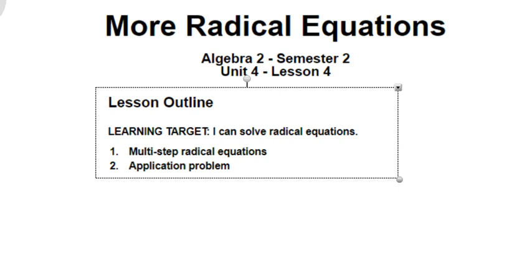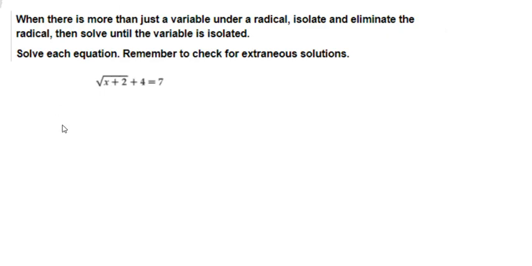All right, so looking for my cursor here. Here we go. So what this says is when there's more than just a variable under a radical, we're going to isolate and eliminate the radical, then solve until the variable is isolated. That's kind of what we were doing. It's just a little more to it. Now we actually have things under the radical other than just a variable. But don't panic about it because it's still the same process. You're just going to have one more step after your squaring or cubing step than what you were accustomed to.